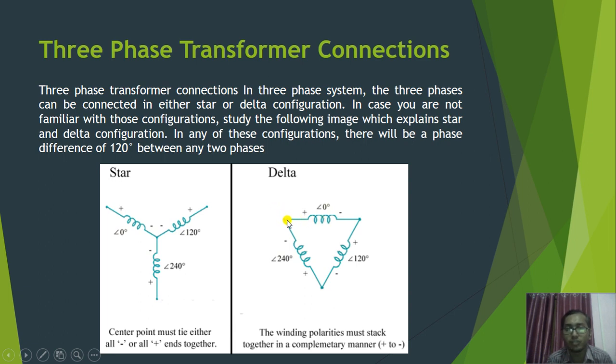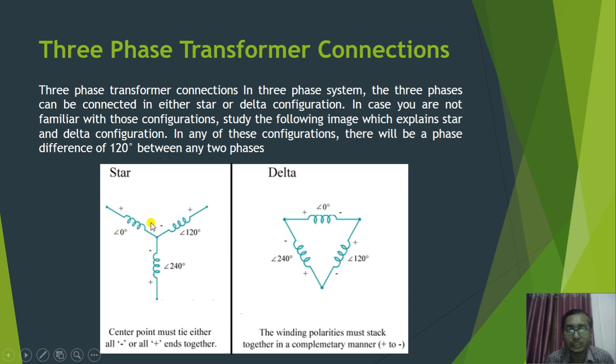we are applying a voltage in a coil and the other side of the coil is connected to the beginning of another coil. Similarly in coil number 2, the other side of the coil is connected to the first end of the third coil. So in this way we are making a delta connection, and here we have a star connection.